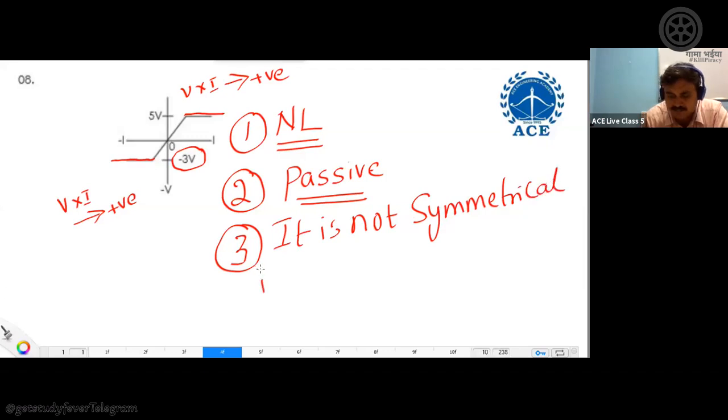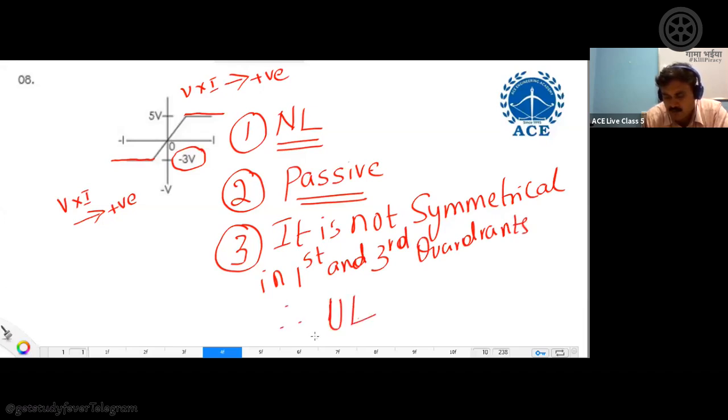in first and third quadrants. Therefore, this network element is unilateral. That's all. Is it clear now? If instead of -3 it would have given us -5, then definitely it would have become bilateral. But it is not bilateral, it is unilateral.